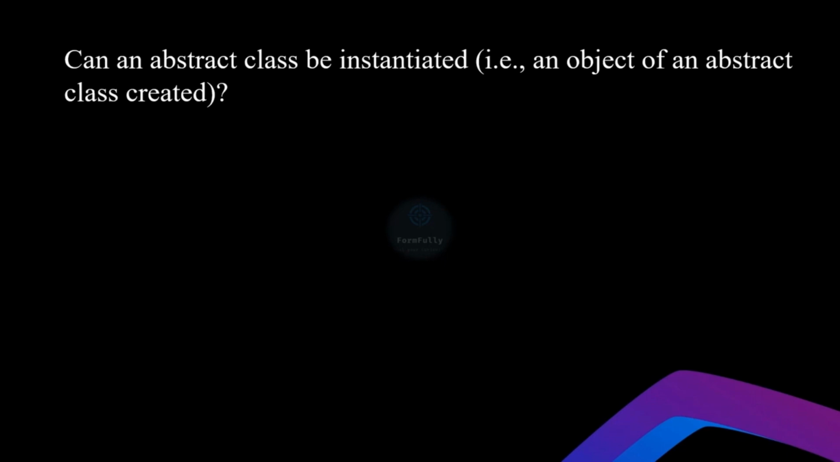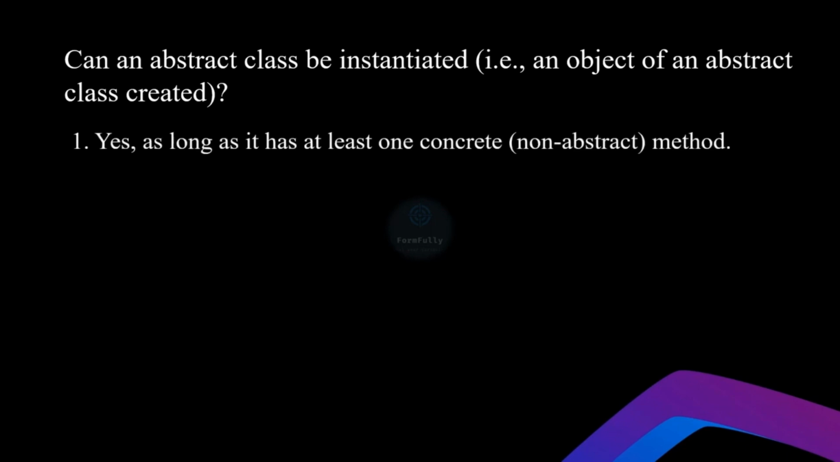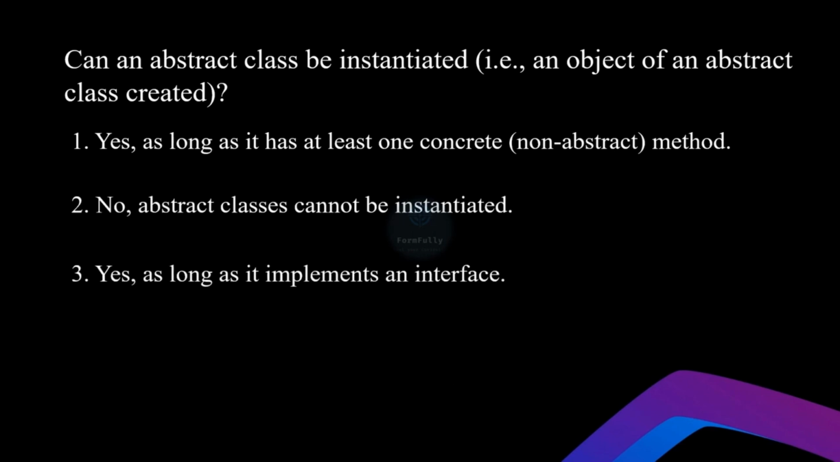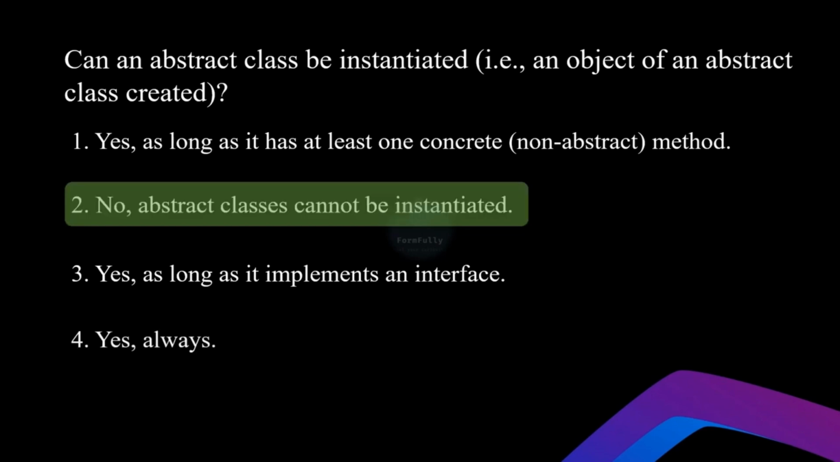Moving to the next question. Can an abstract class be instantiated? That is, can an object of an abstract class be created? Options are: yes, as long as it has at least one concrete method; no, abstract classes cannot be instantiated; yes, as long as it implements an interface; yes, always. Here option 2 is correct, as an abstract class cannot be instantiated because they are meant to be subclassed and objects are created from concrete subclasses.